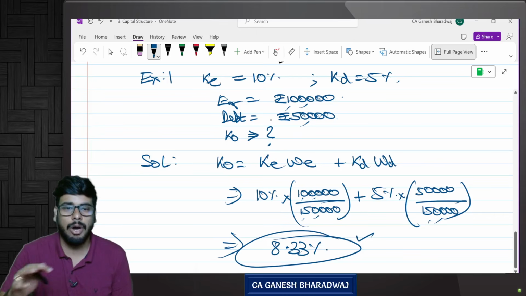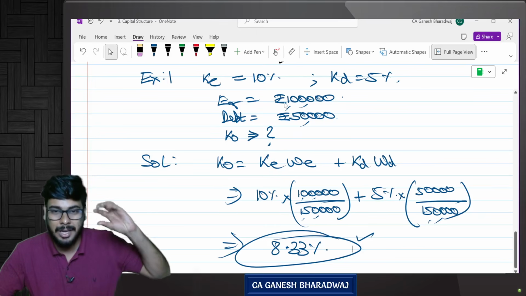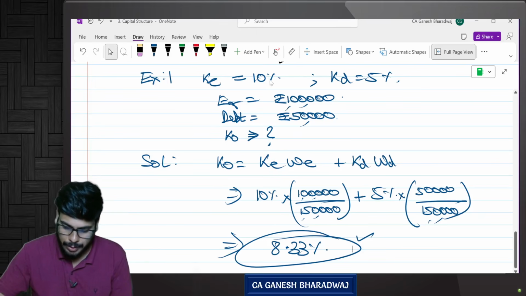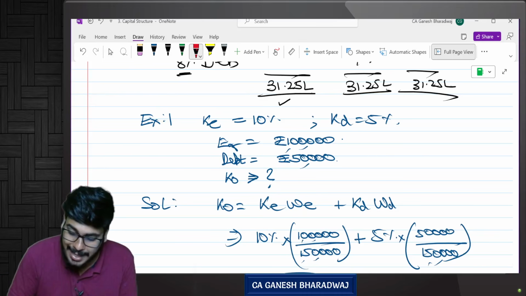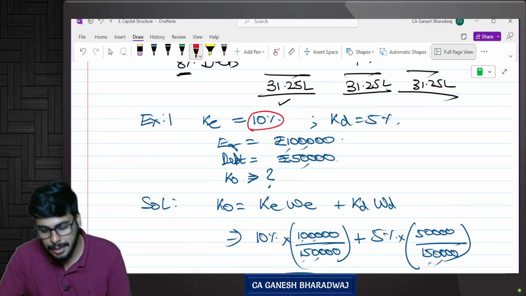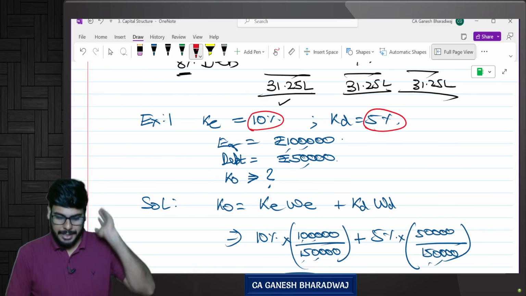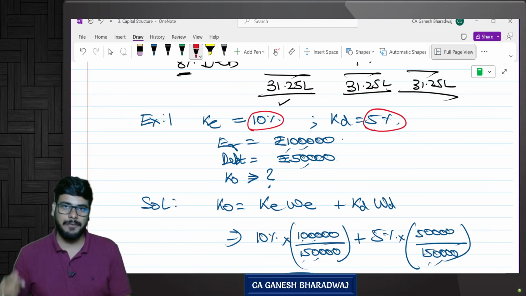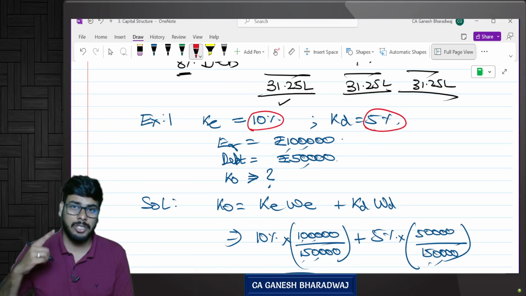Not to tell you how to do this calculation, you know it better than me. Now, the reason why I told this is to make a small observation. In this question, what was my KE, cost of equity? 10%. What was my KD? 5%. Correct? So cost of equity is 10%. Cost of debt is 5%. Correct, guys?